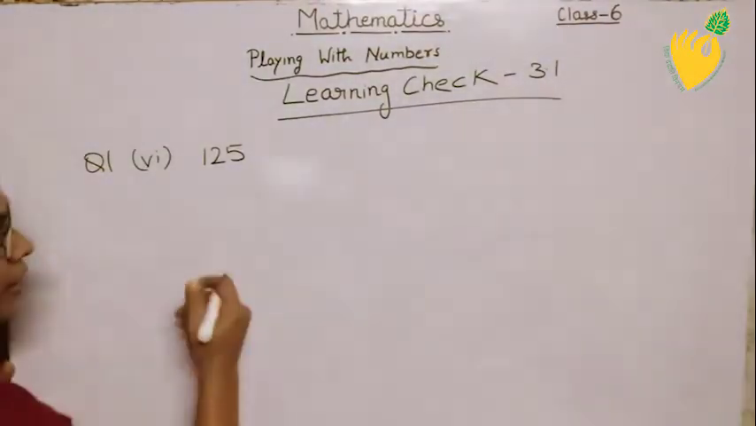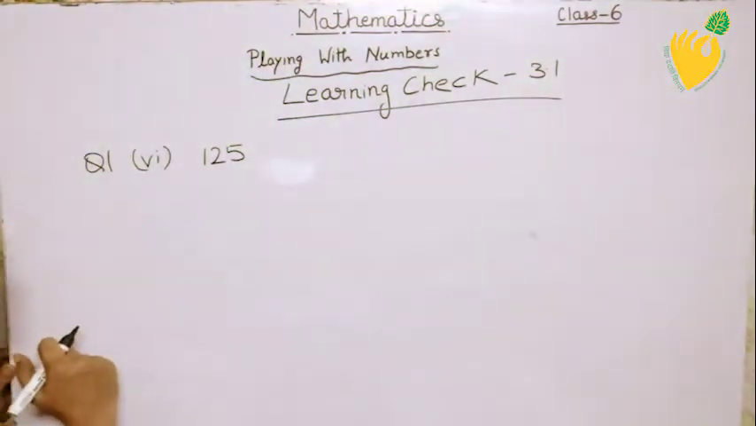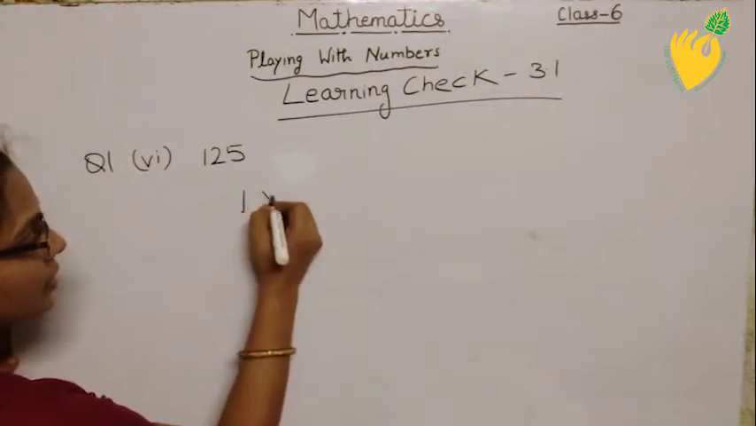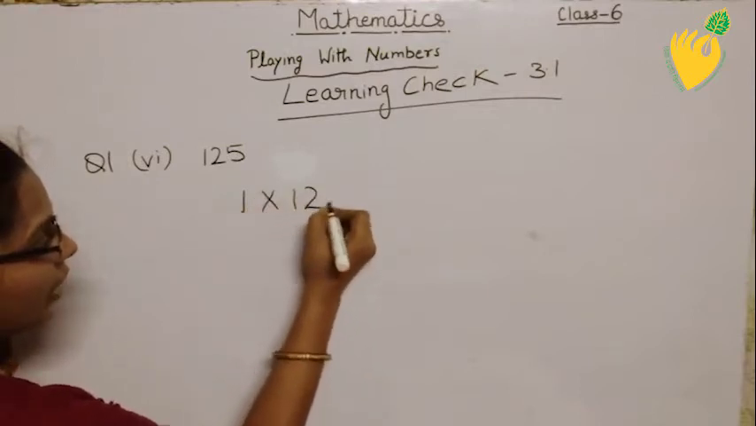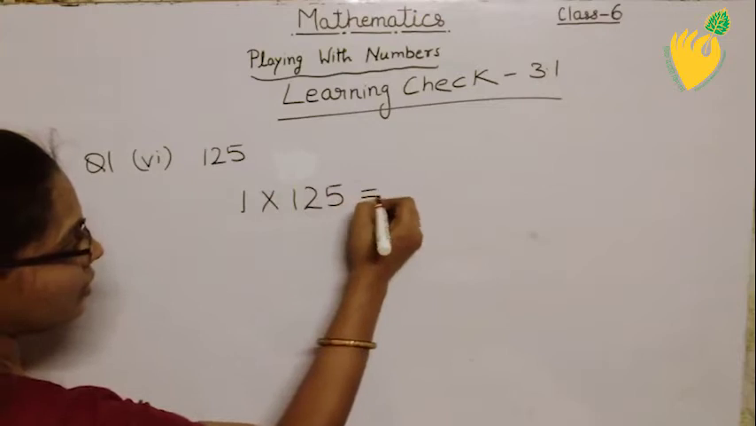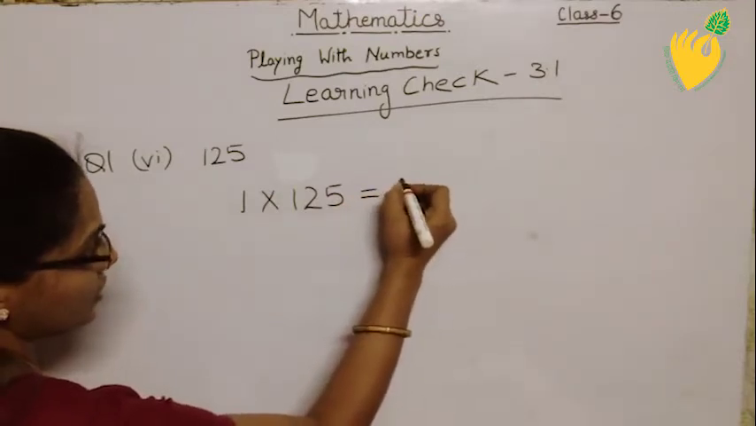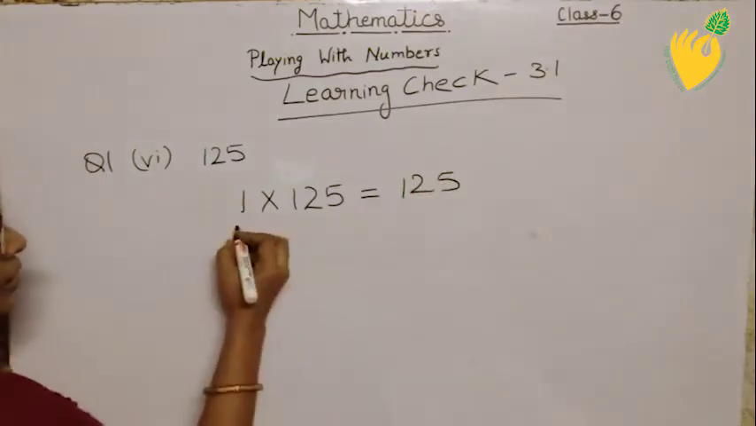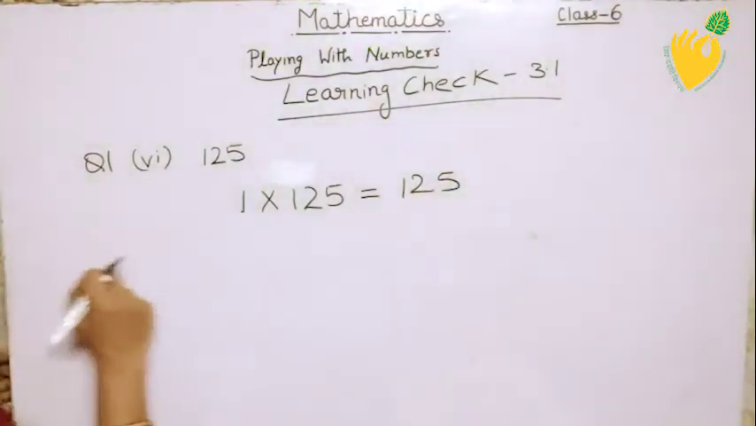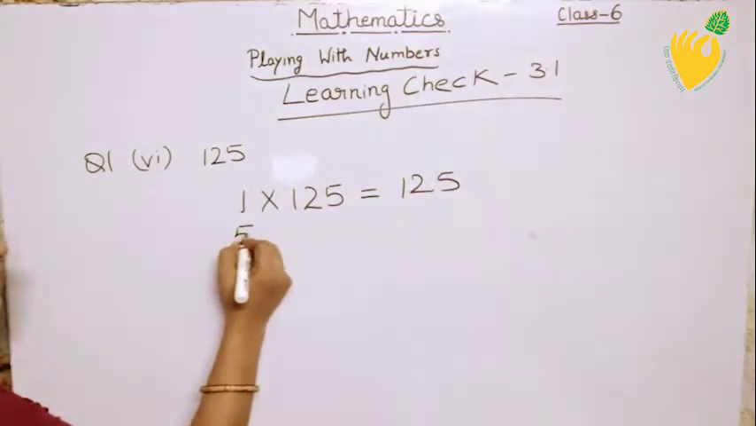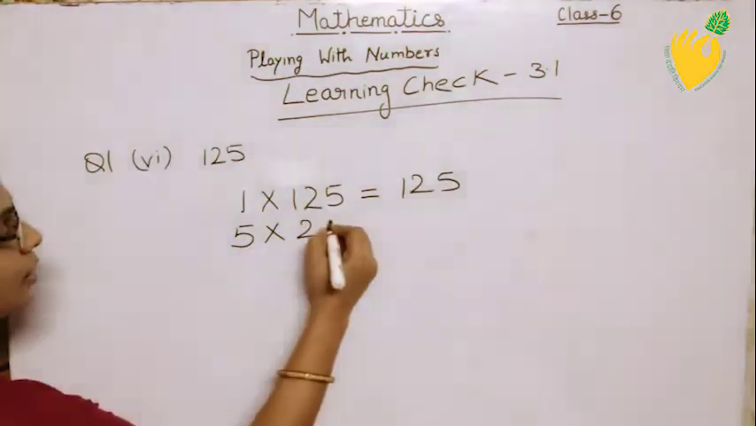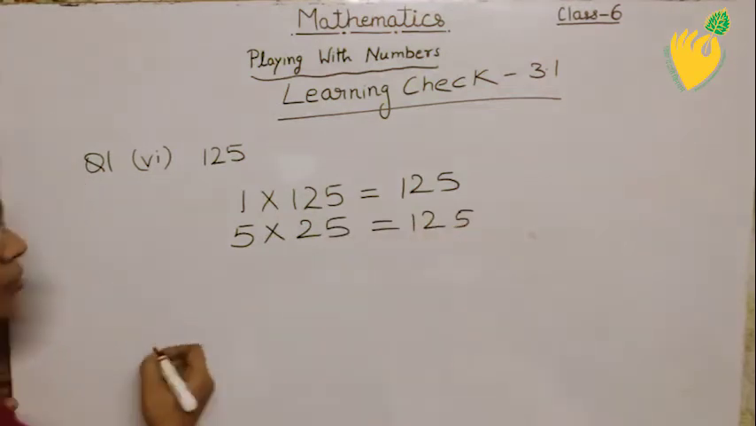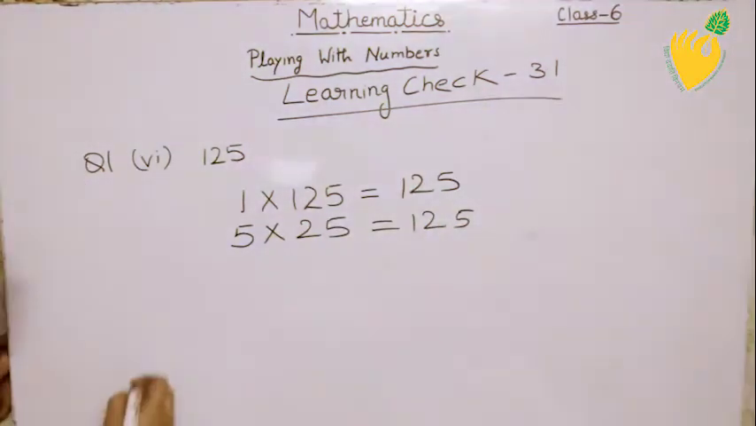The number is 125. Let's find all the factors of 125. So students, is it divisible by 1? Yes, I have already told you that 1 and the number itself is the factor in each case, isn't it? That is 125. Is it divisible by 2? No. By 3? No. By 4? No. By 5 we can divide. 5 2s are 10 and 5 5s are 25. That is 125.